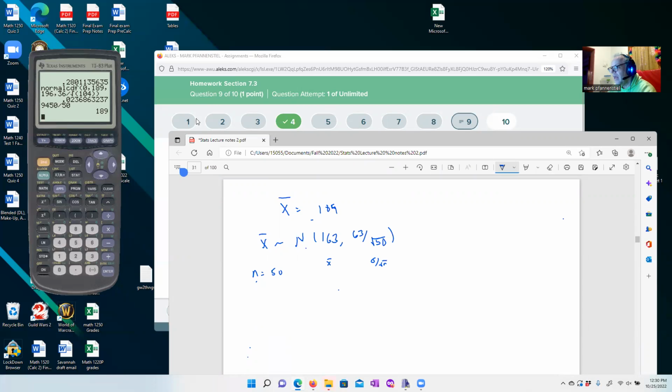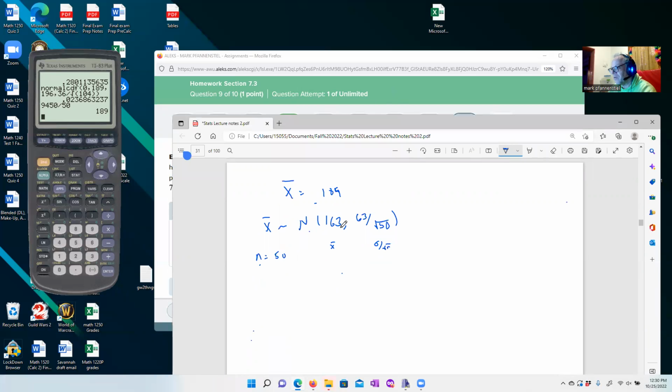Now we're going to figure out what the probability is that the weight limit is exceeded. I want to know the probability that X bar, their average weight, is over 189. That's what we have to figure out.